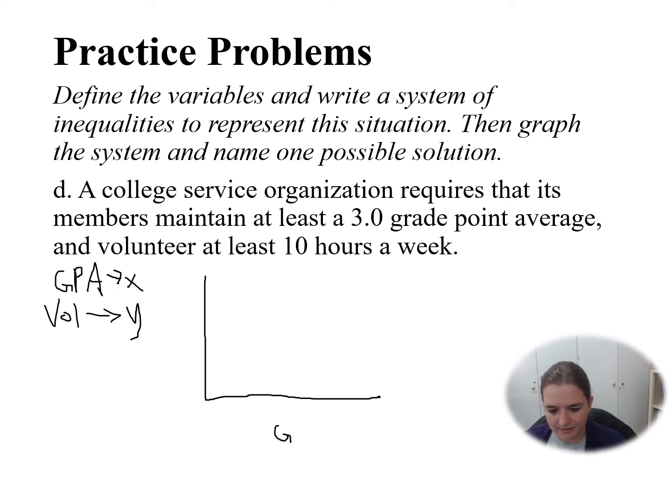Label our axes again. GPA is on the X. Volunteering is on the Y. But now I need to write inequalities. So my GPA needs to be at least a 3.0. Well, that tells me that 3.0, it could be exactly 3.0. If you have a 3.0, you're going to meet this requirement. But we want it to be a 3.0 or greater. So if I'm looking at this here, 1, 2, 3, 4, 5.